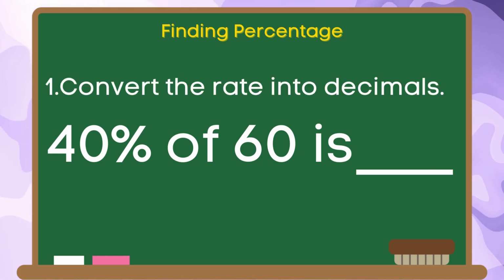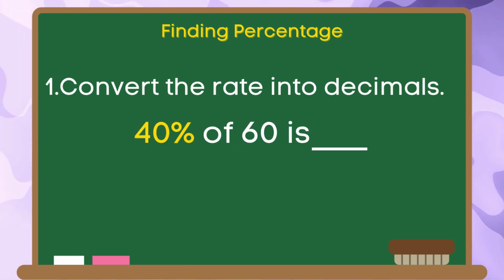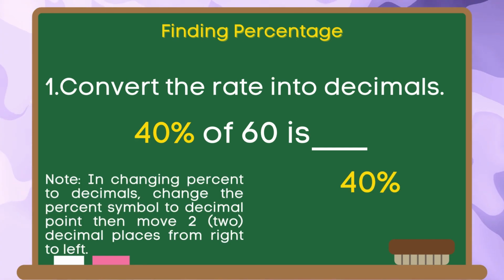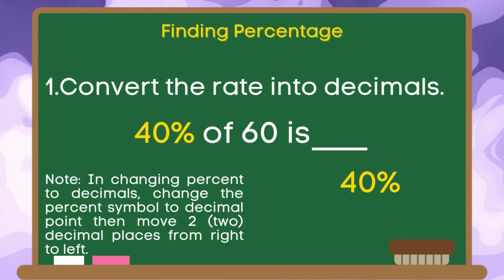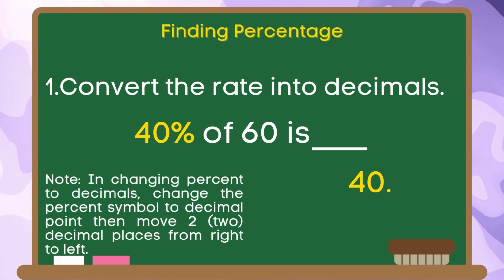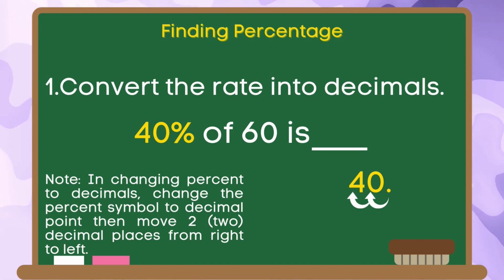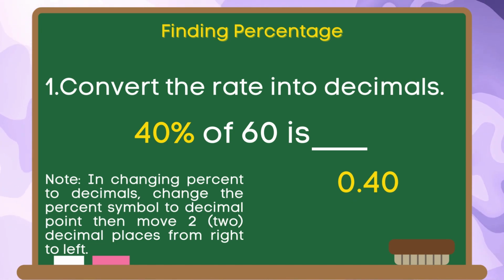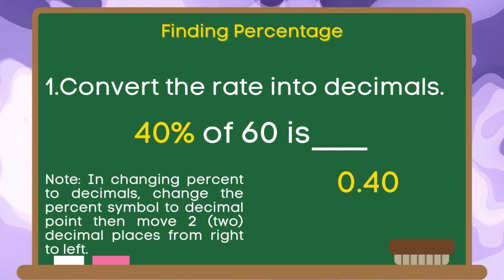Let us do step 1. Convert the rate into decimals. The rate in this given example is 40%. Take note: in changing percent to decimals, change the percent symbol to a decimal point, then move 2 decimal places. 1, 2. Therefore, the decimal form of 40% is 40 hundredths.